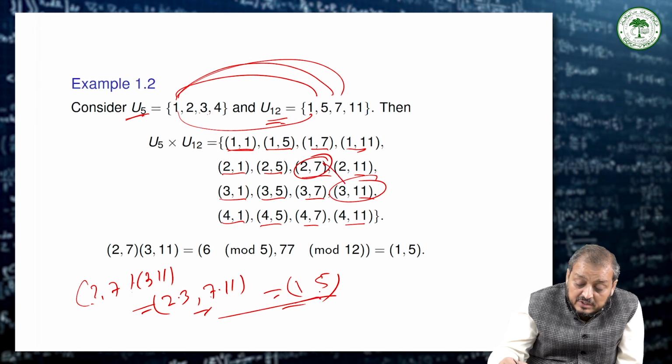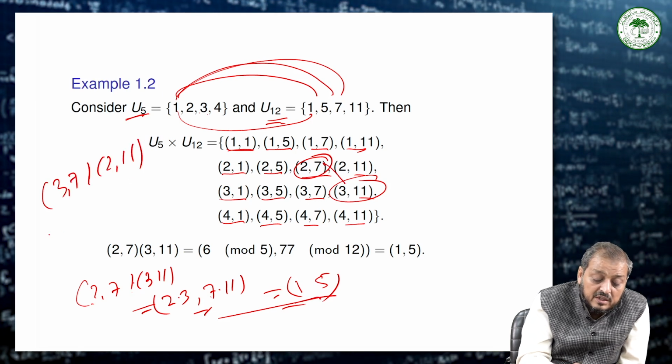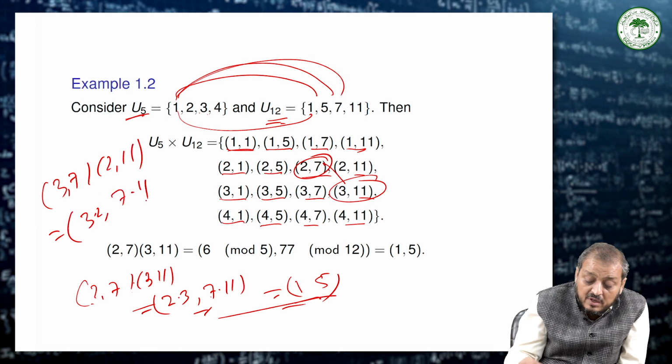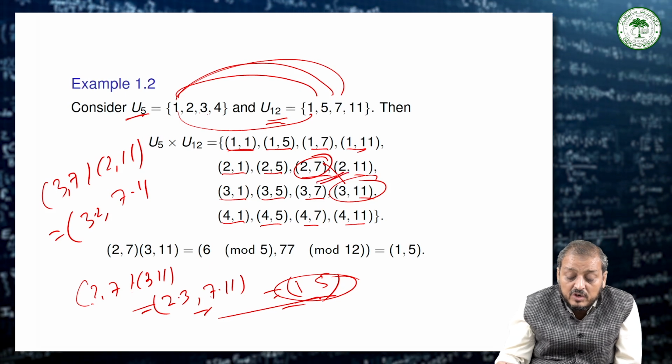So the product of (2,7) and (3,11) is equal to (1,5). For example, I take (3,7) and (2,11). Then the product is 3 into 2, and 7 into 11. Again we get (1,5). So corresponding to this also (1,5).